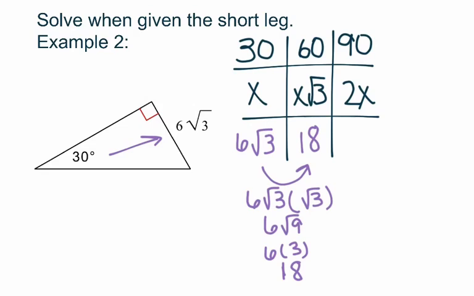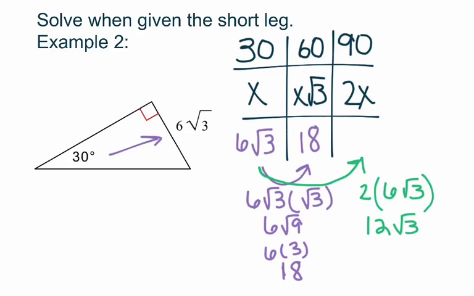We're going to go back to the 30-degree column. So we're going to do 2 times 6 square root of 3. So 2 times 6 is 12, and then we have our square root of 3.